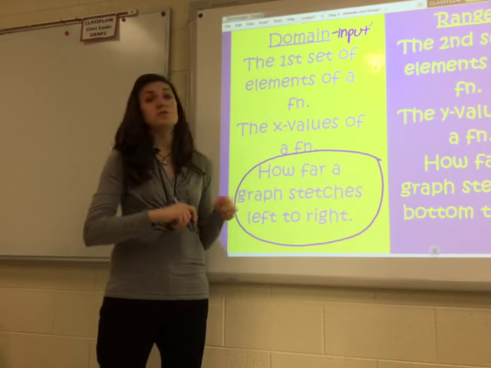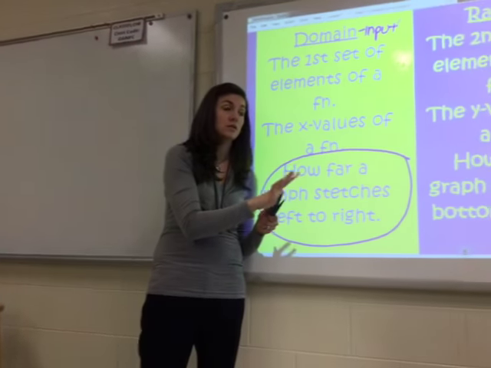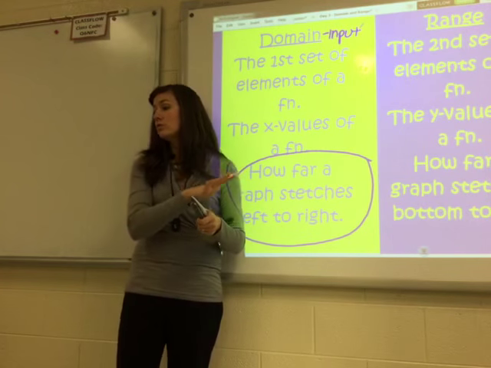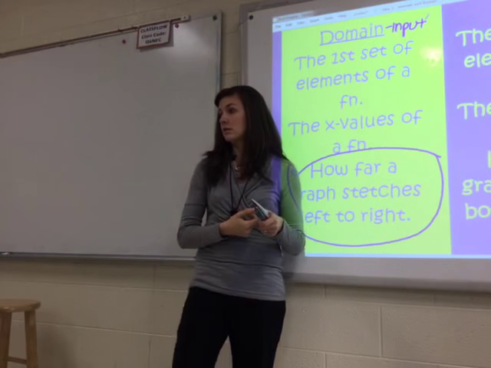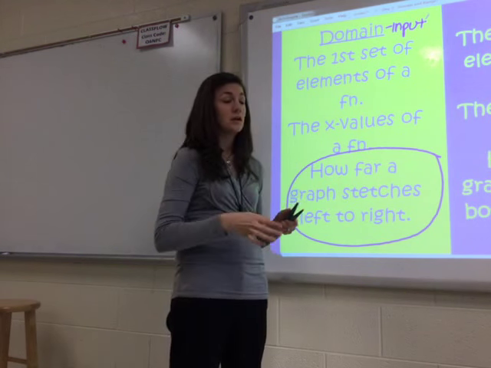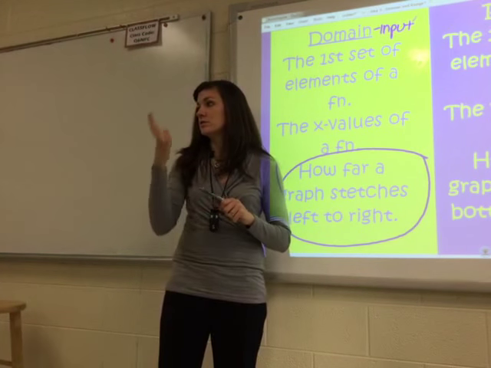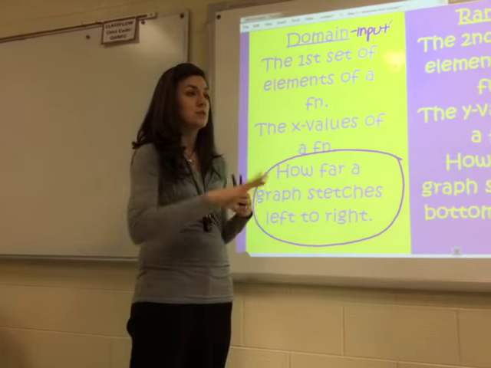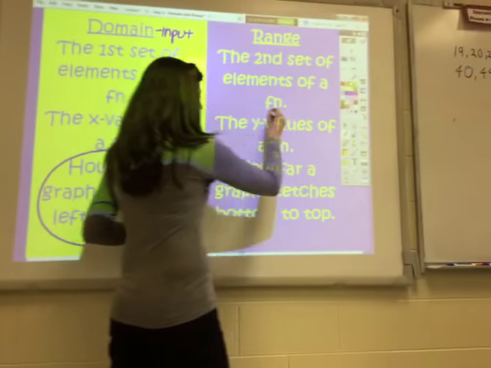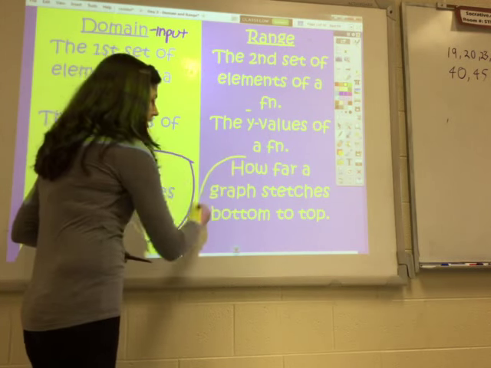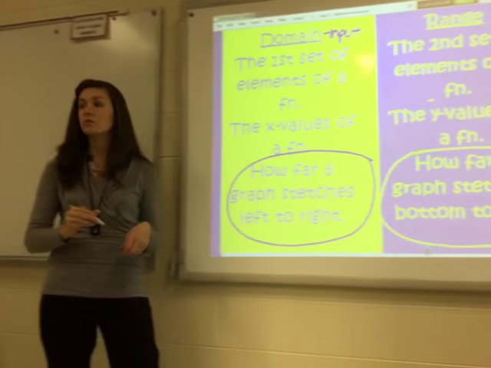All right, so now let's talk about range. The range is your second set of elements. If you're doing a mapping, it's in the second circle or oval. If you're doing a table of values, it's the second column of values. If you're looking at a set of ordered pairs, it's the second number in the ordered pair. So that is the y values of the function, and it's how far the graph stretches from top to bottom, or up and down.